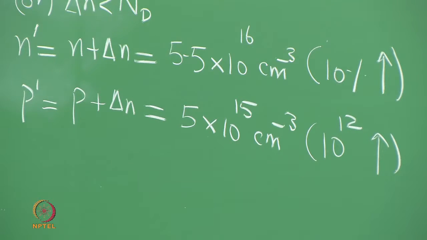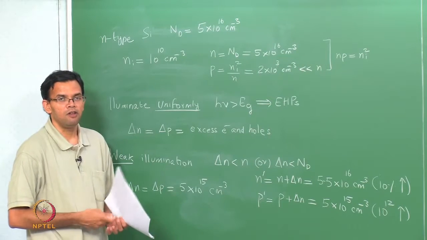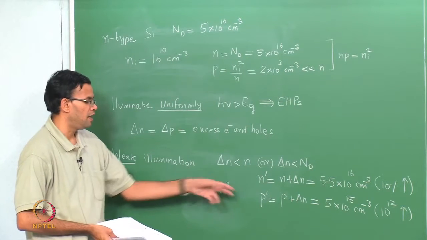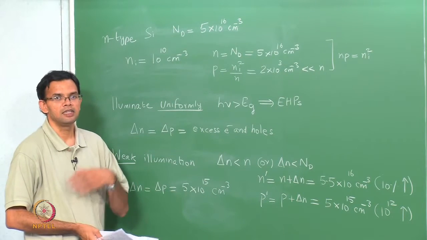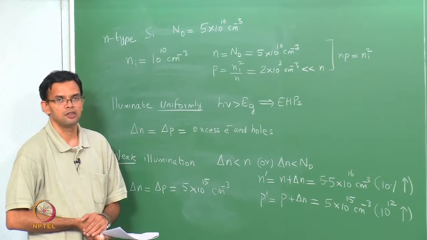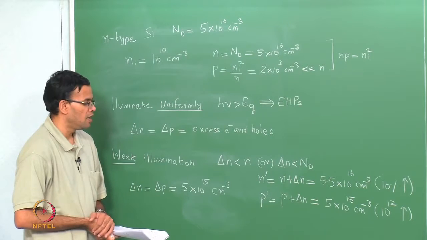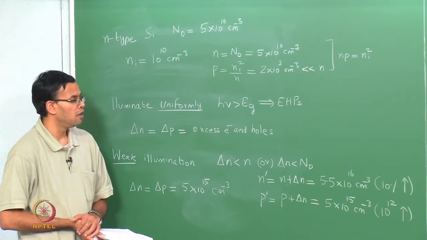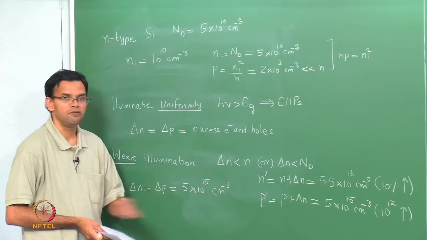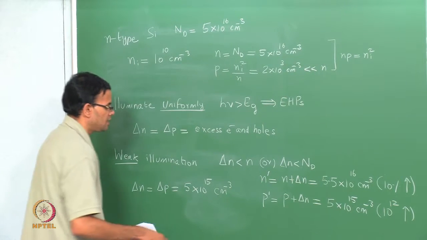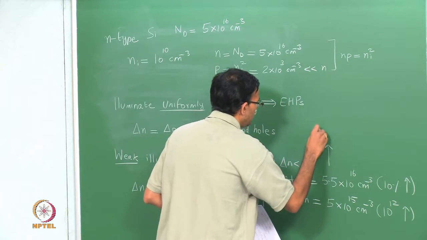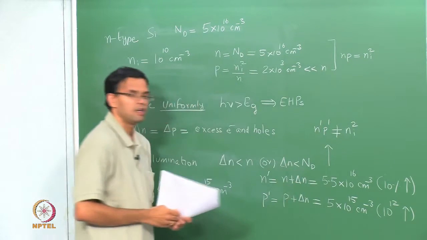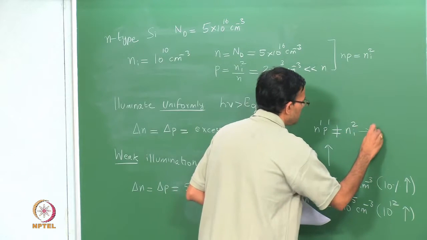So, the increase in the case of illumination by light is always in the minority carriers. If this had been a p-type semiconductor, the argument would have been reversed. We would find a large increase in the amount of electrons compared to holes. So, the increase is always in the minority carriers. When we turn off the light, we have all of these excess carriers, and we will find that n prime p prime is not equal to Ni square, because your system is not in equilibrium.